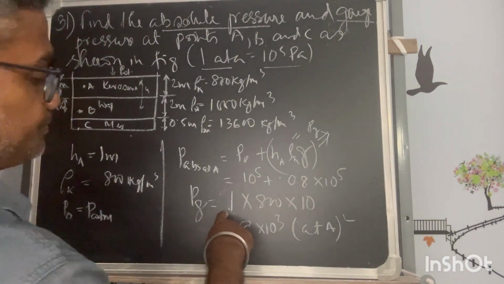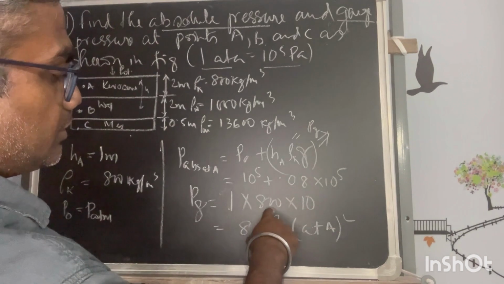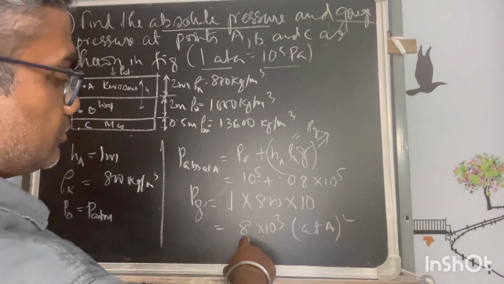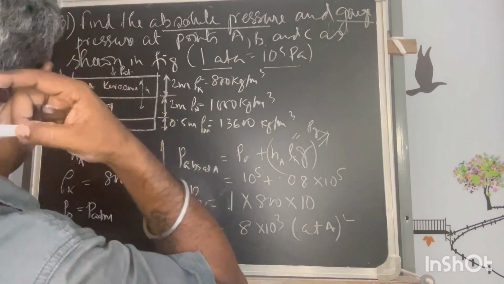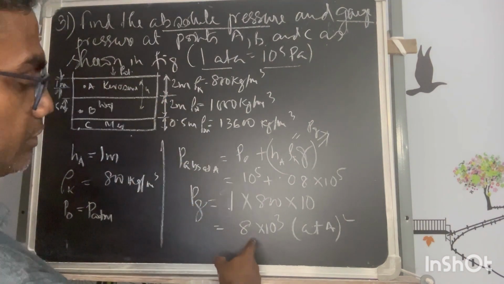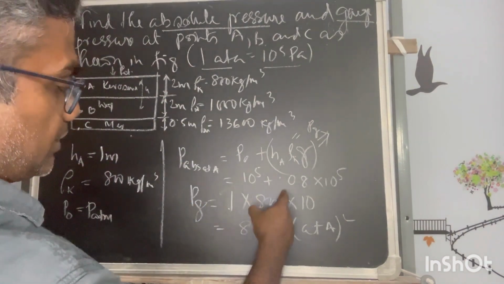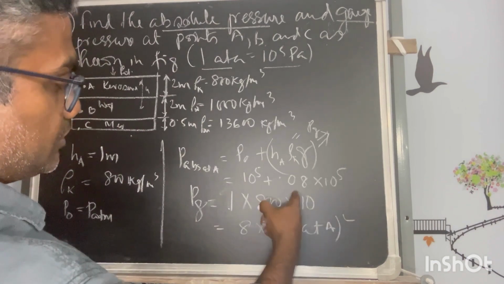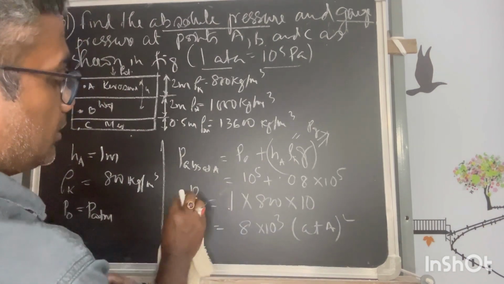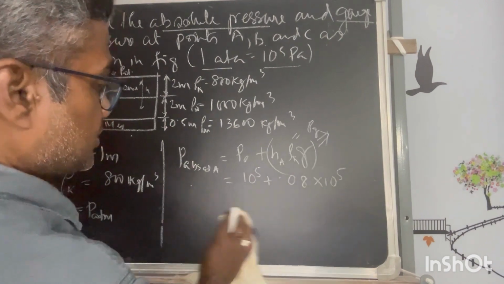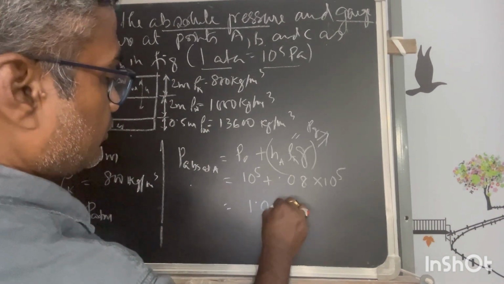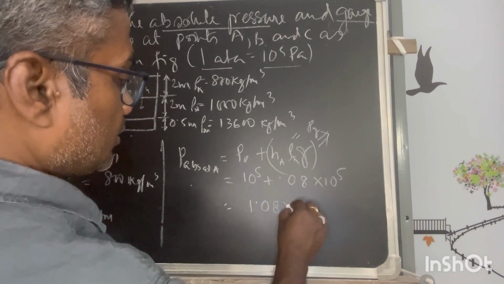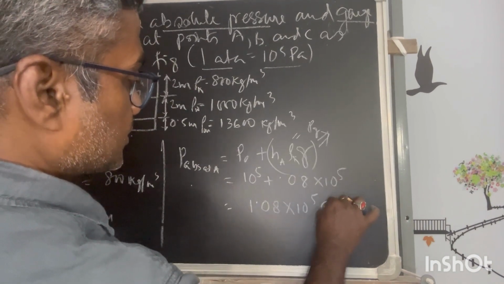This is equal to 1 into 800 into 10, or 8 into 10 to the power 3, that is in Pascal, Newton per meter square. Converting into 10 to the power 5, the decimal will move two places here. So this is your gauge pressure, and your absolute pressure is 1.08 into 10 to the power 5 Pascal.